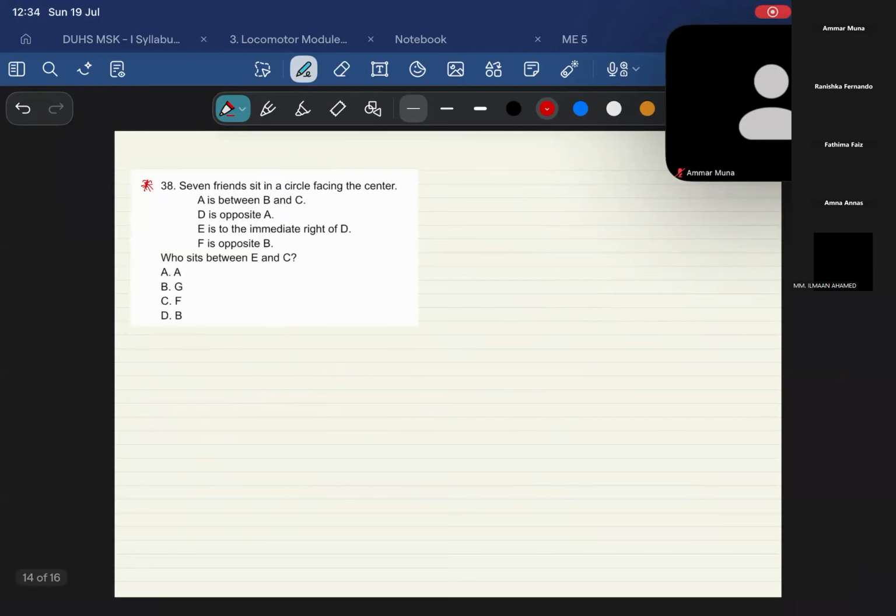Right. Question 38.7. So this question is also wrong because we couldn't get a proper answer. But let's explain how you all can approach this sort of question. There are 7 friends sitting in a circle facing the center. So first thing you all should do is draw a circle. So there are 7 friends. For example, I'll just take it as 6 friends, right? So you all should draw seats. So 1, 2, 3, 4, 5, and 6. So they are facing the center.